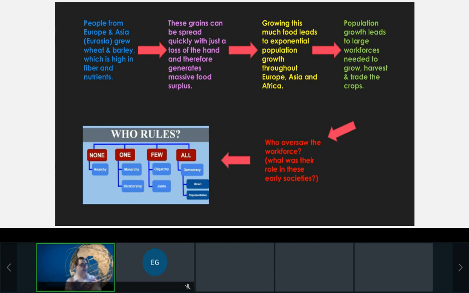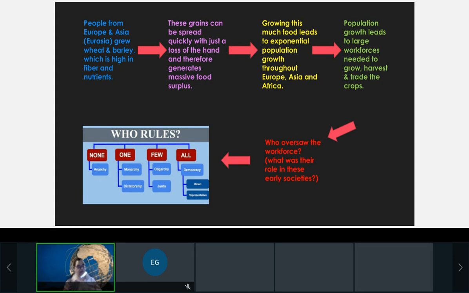Okay. So let's look at something here. People from Europe and Asia, Eurasia, are growing wheat and barley, which is high in fiber and nutrients. These grains can be spread quickly with just a toss of a hand, and they generate massive food supplies. That's excellent, right? Because with massive food supplies, you can grow your crops, you can feed your livestock and your people.